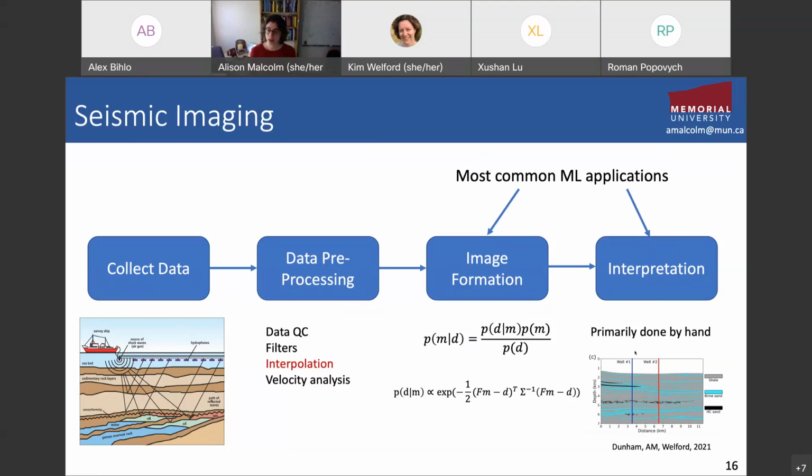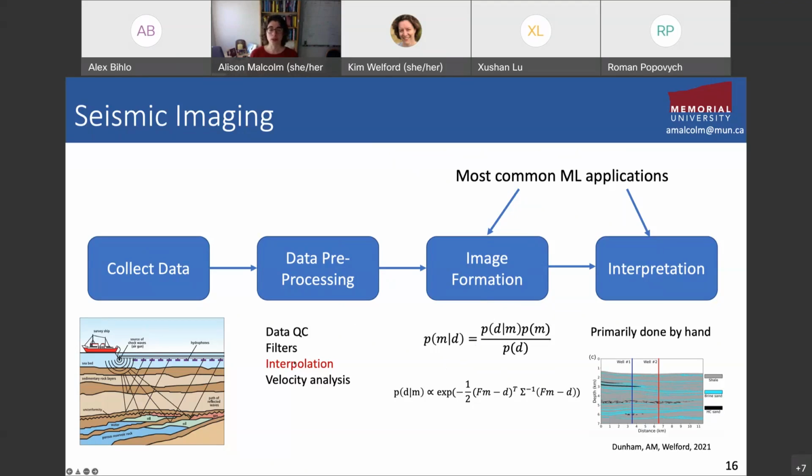So what I'm going to talk about today is how we've done this step, the image formation step, with Markov chain Monte Carlo. I'm going to talk about how normalizing flows take us past that and make things work a little faster.